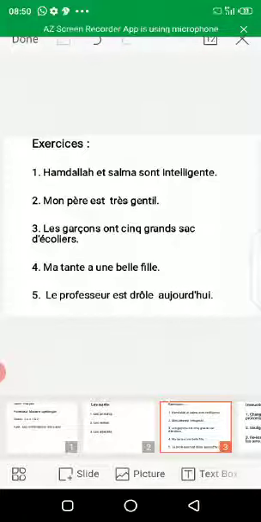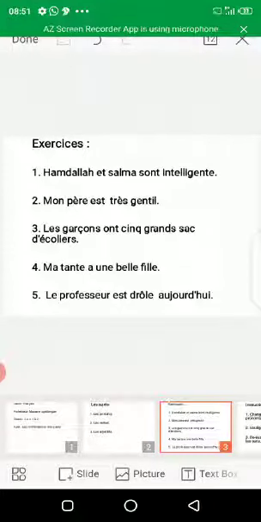Numéro 2. Mon père est très gentil. I'll quickly remind you that gentil sounds like gentle, but remember, it is not gentle. It is what? Oh, bravo. It is kind or nice. Mon père est très gentil. My father is very kind.